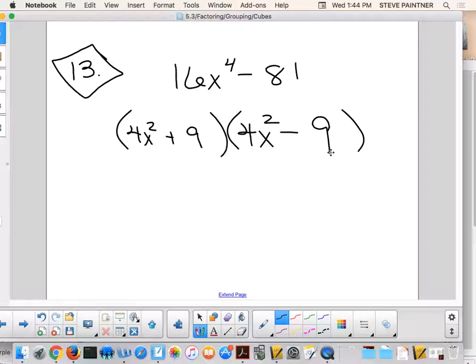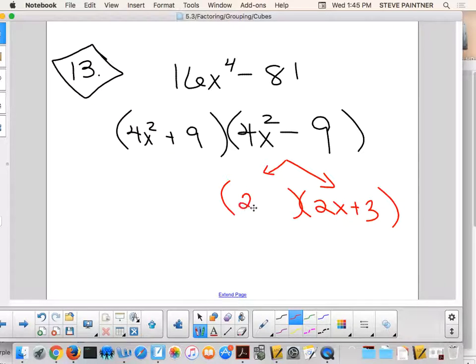Now I'm done, right? No. Because one of those factors is still your best friend. Difference of two perfect squares, right? Break it apart. It can break into 2x plus 3 times 2x minus 3. That one can't be factored anymore, so you've got to leave it alone: 4x squared plus 9.